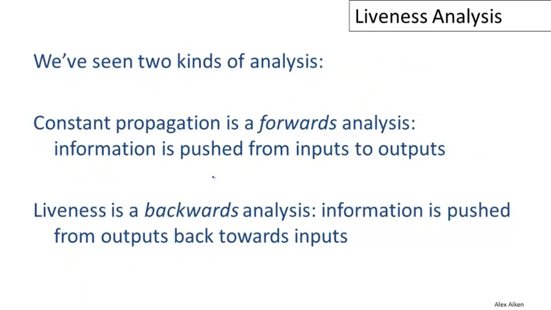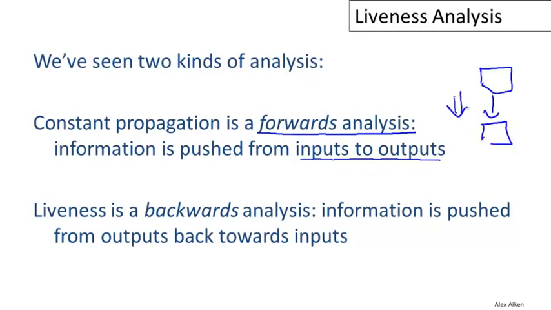To wrap up and summarize our discussion of the global analysis of control flow graphs, we've talked about two kinds of analysis in the past several videos. Constant propagation is what is called a forwards analysis, because information is pushed from the inputs to the outputs. If you think about a control flow graph, information flows in this direction, the same direction as computation. If I have a constant up here, X is assigned a constant down here, and X is used later on, then that constant will flow forward to the uses. So information flows in the same direction as computation.